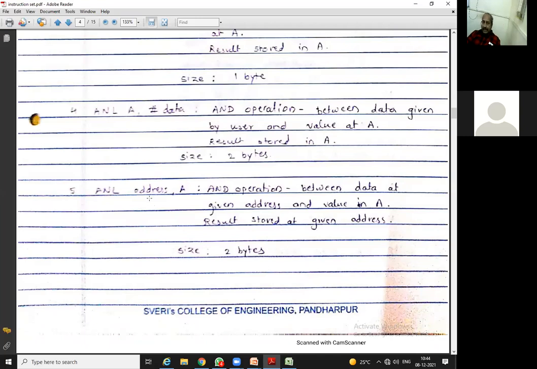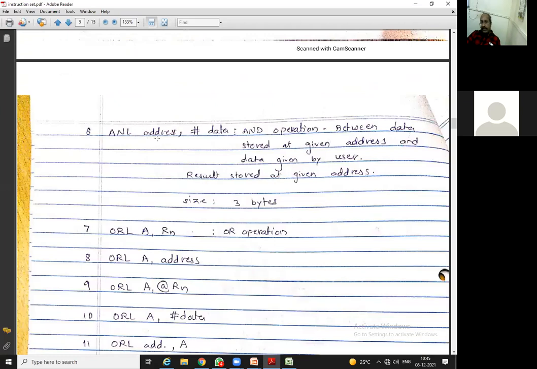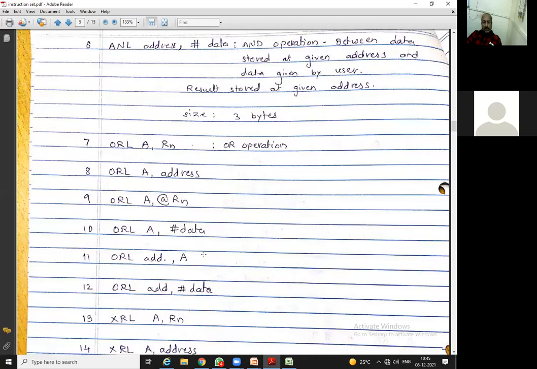लेफ्ट साइडला जे काही लिहिलेलं आहे, इथे जर बघितलं तर A comma hash data म्हणजे लेफ्टला कुठलं आहे A, परंतु इथं address comma A, लेफ्टला कुठलं लिहिलंय address. So whatever is written on the left, that will be the destination for storing the result. तिथं result store केला जातो. So don't forget that one also.